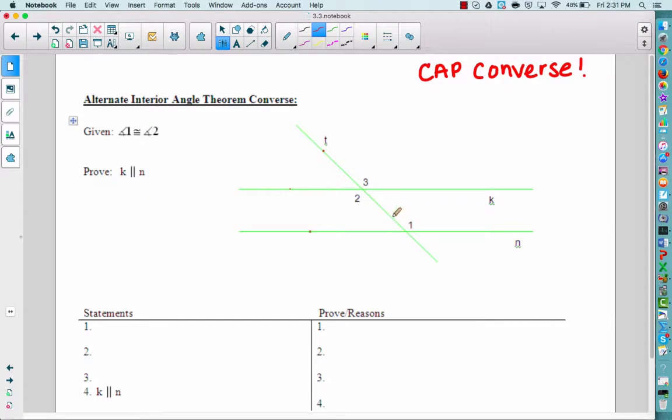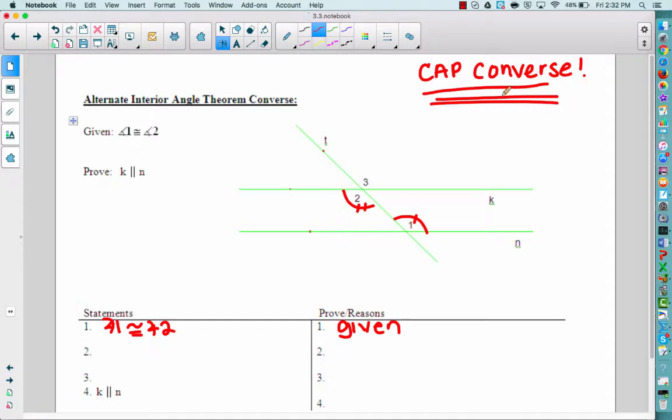So I'm going to tell you that angle 1 is congruent to angle 2, and I'm trying to prove that the lines are parallel. The first thing I do is get my given written. So I've got angle 1 congruent to angle 2, and that's given to me. Again, I'm trying to get to the corresponding angle postulate converse, so I'm trying to get corresponding angles congruent.